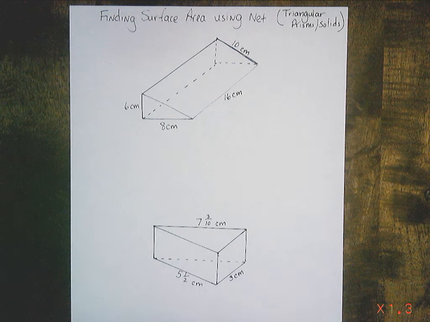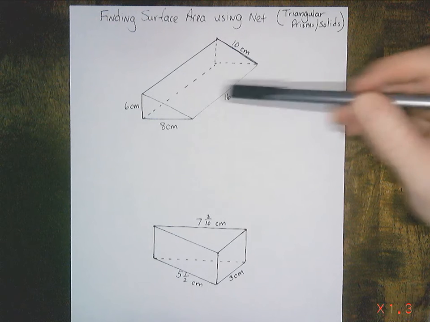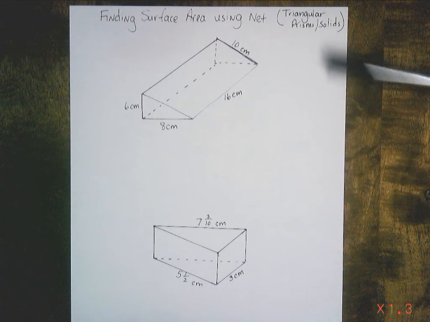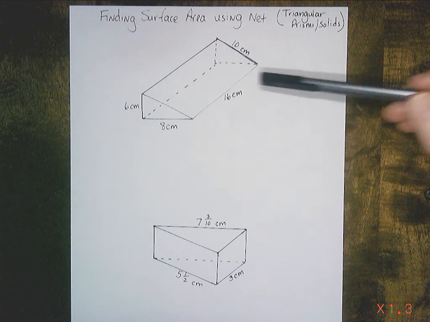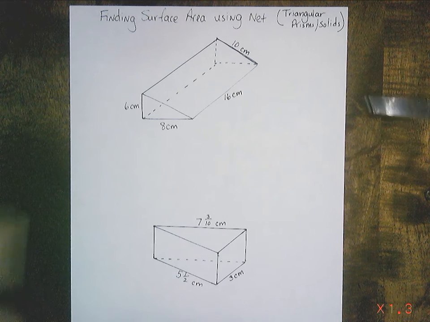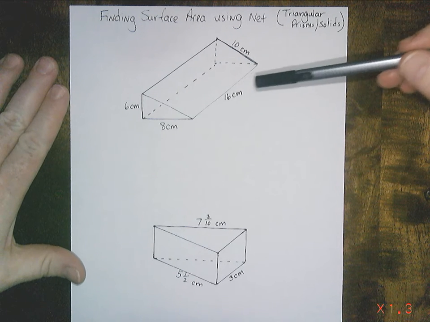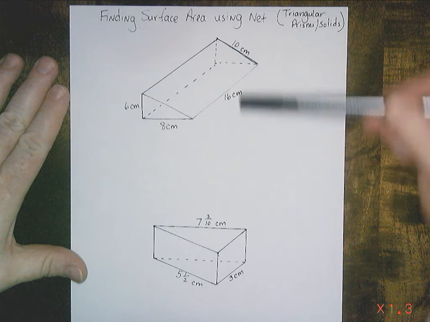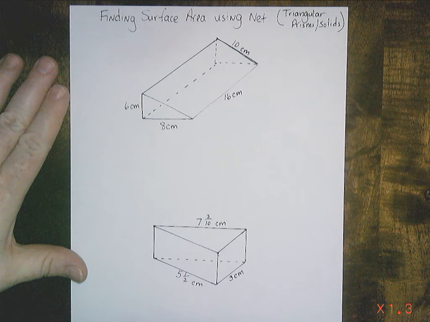Hey guys, we're doing another example of finding surface area using nets, specifically triangular solids or prisms. In this case, they're prisms because you can see through them, supposedly. Again, this is just a rendition of a three-dimensional object on a two-dimensional format. So, drawing 3D objects on paper.